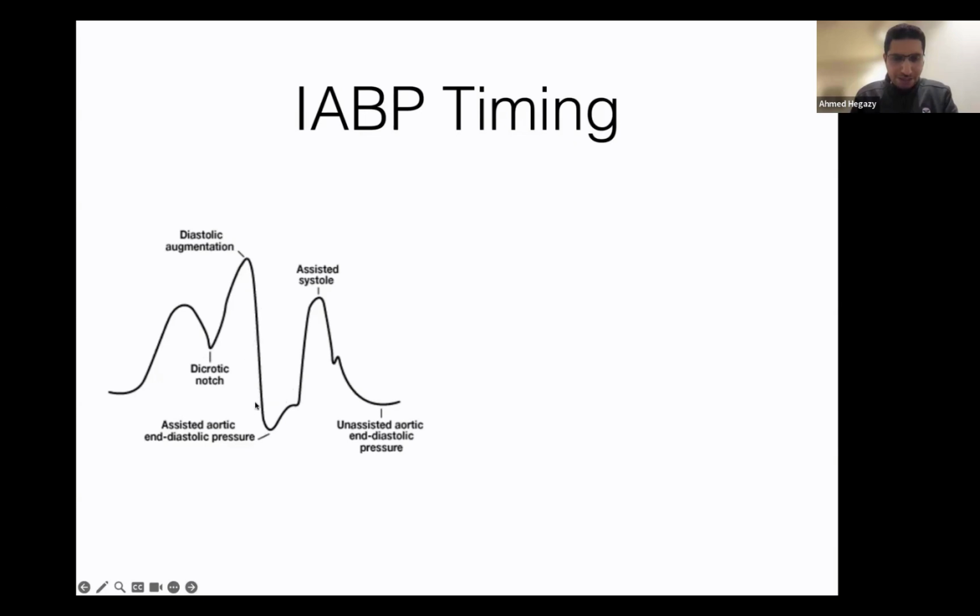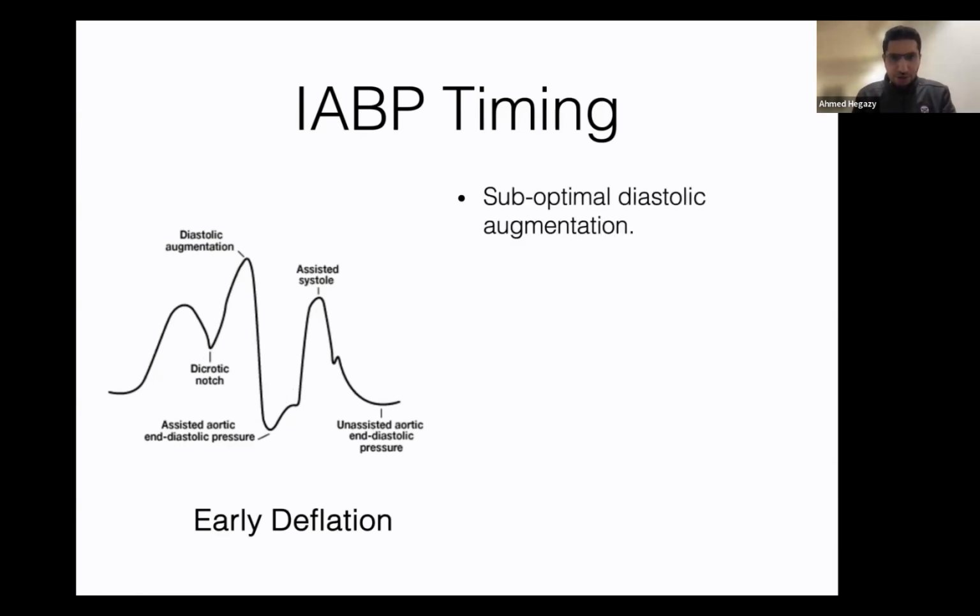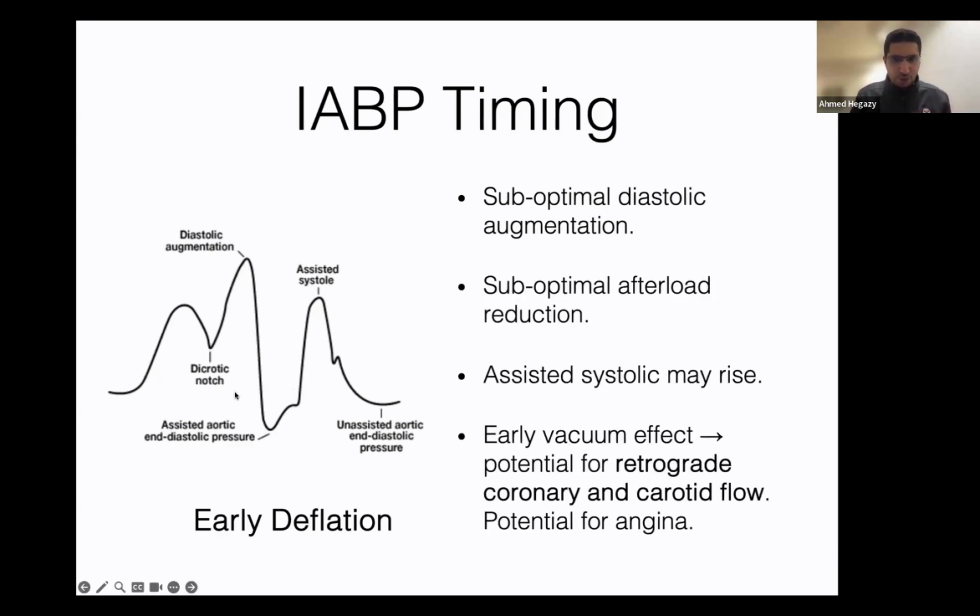Here, it's deflating in mid-diastole. It's deflating very early. So with early deflation, what you see here is usually suboptimal diastolic augmentation, because you're not using the entire diastolic time to augment your diastolic pressure and your mean pressure. So you don't get good diastolic augmentation. You get suboptimal afterload reduction. Why is that? Is because you've used your vacuum effect too early.